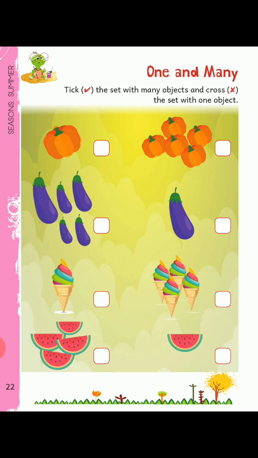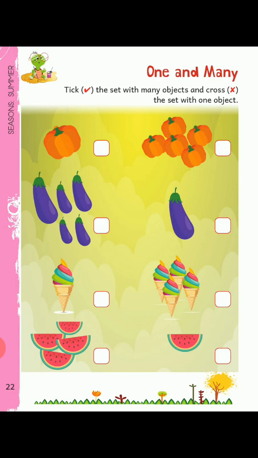Yes, now let's revise the concept of one and many. Now open page number 22. Here we have some objects. Tick the set with many objects and cross the set with one object. Like, the first image is pumpkins. On the left side, one pumpkin, then you cross here. On the other side, many pumpkins, then you tick here. Okay, now do the rest of the three images yourself.